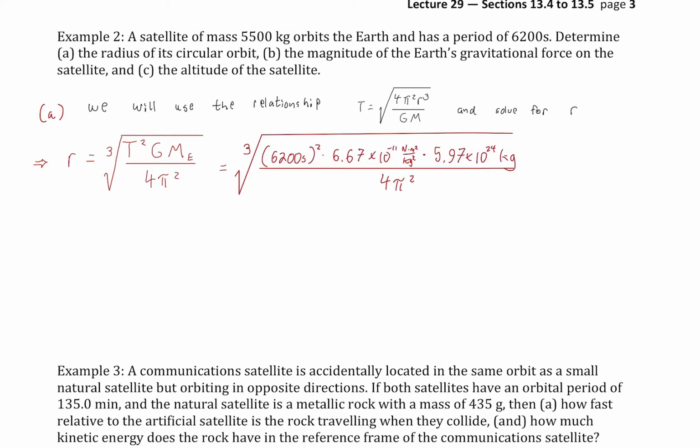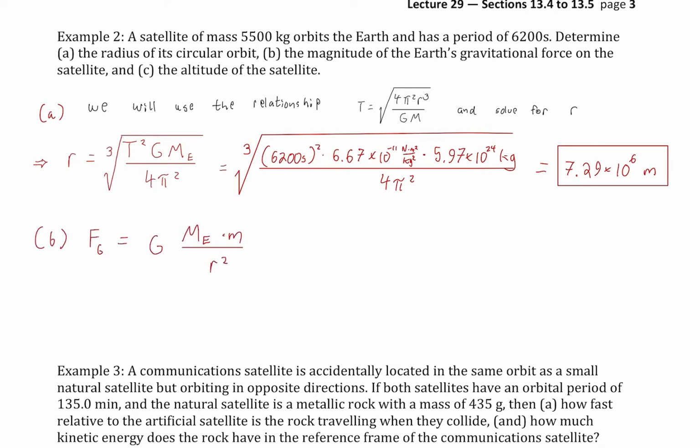And we'll plug in what we know, because we know the period of the satellite. We know the gravitational constant. We know the mass of Earth. Okay, looked it up, and it's 5.97 times 10 to the 24 kilograms. And we're dividing by 4 pi squared. And there we go. We get 7.29 times 10 to the 6 meters. All right, so 7.29 million meters.